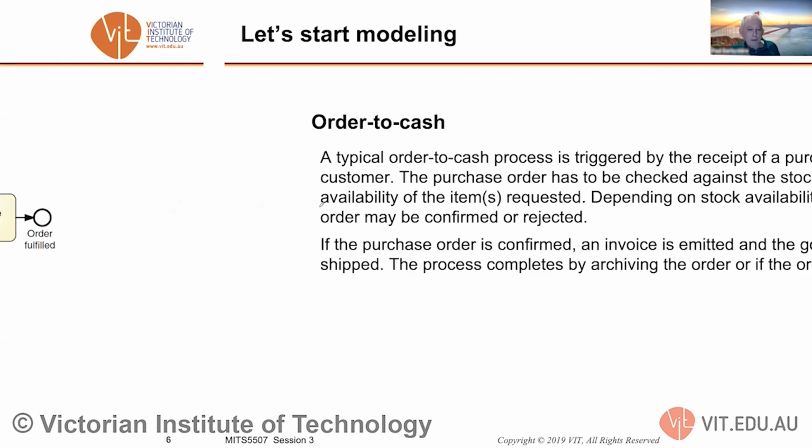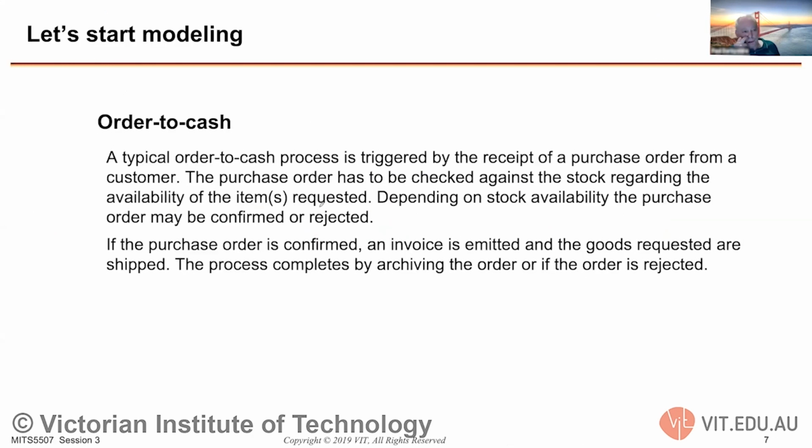Okay, let's have a quick look at a simple example. So for instance, order to cash. A typical order to cash process is triggered by the receipt of a purchase order from a customer. The purchase order has to be checked against the stock regarding the availability of the items requested. Depending on stock availability, the purchase order may be confirmed or rejected. If the purchase order is confirmed, an invoice is emitted and the goods requested are shipped. The process completes by archiving the order, or the order may be rejected.